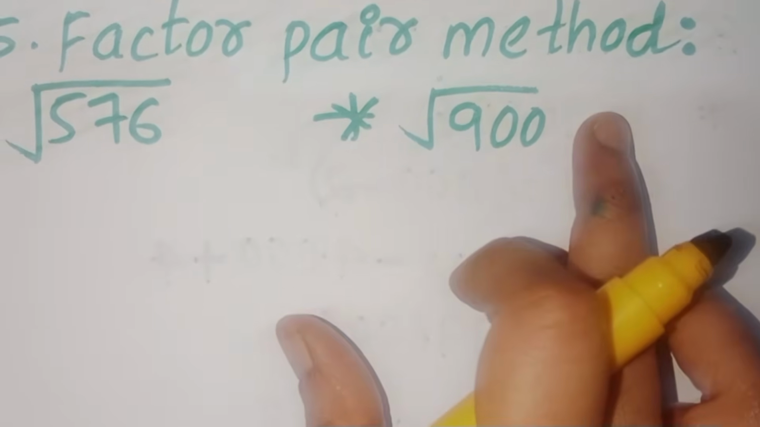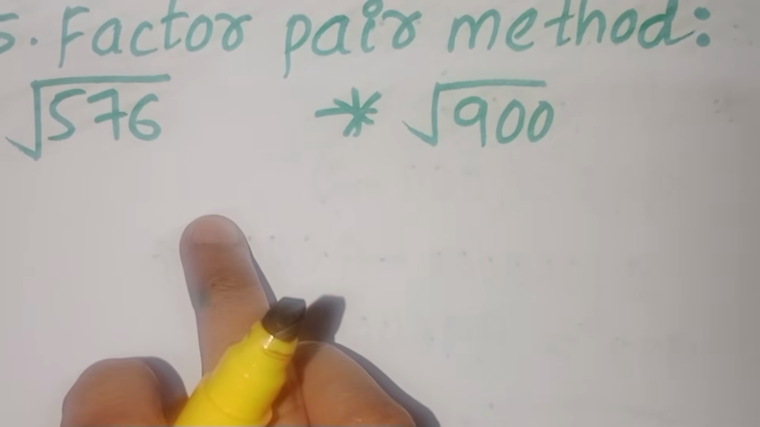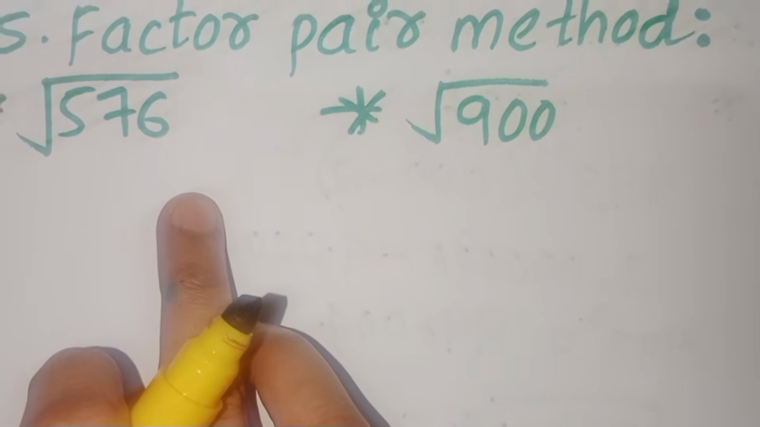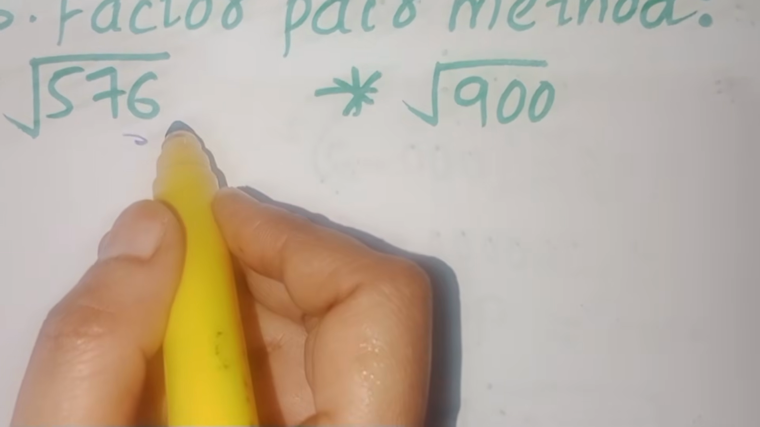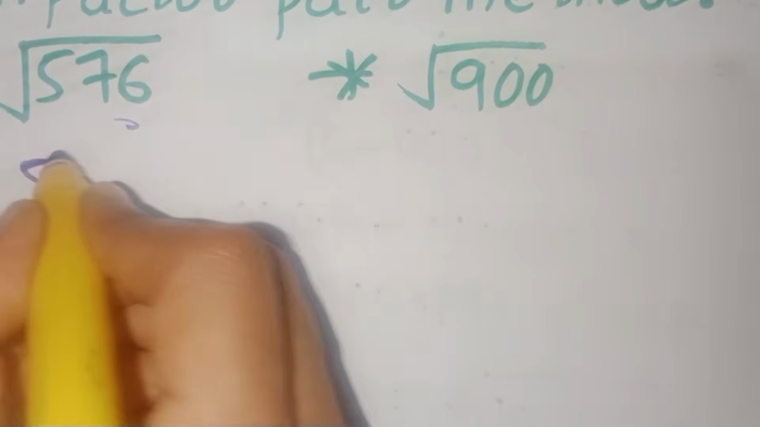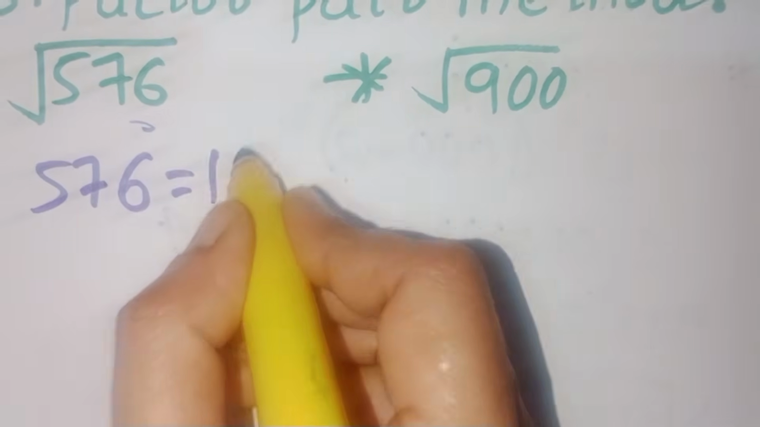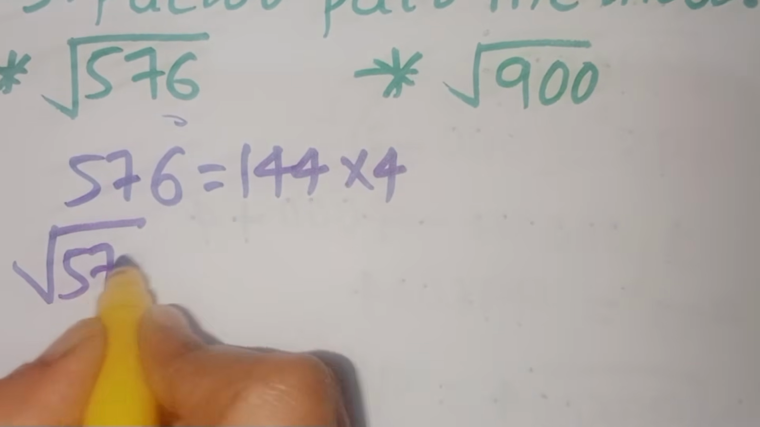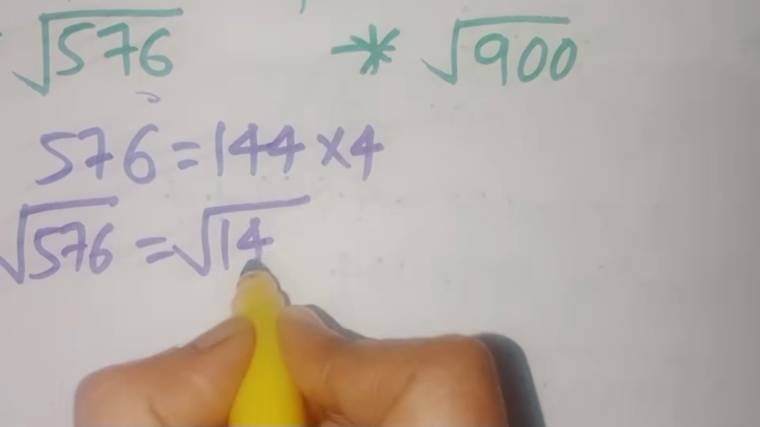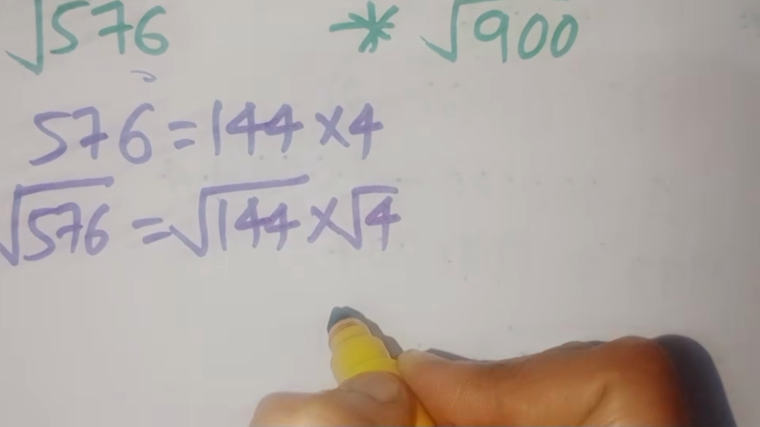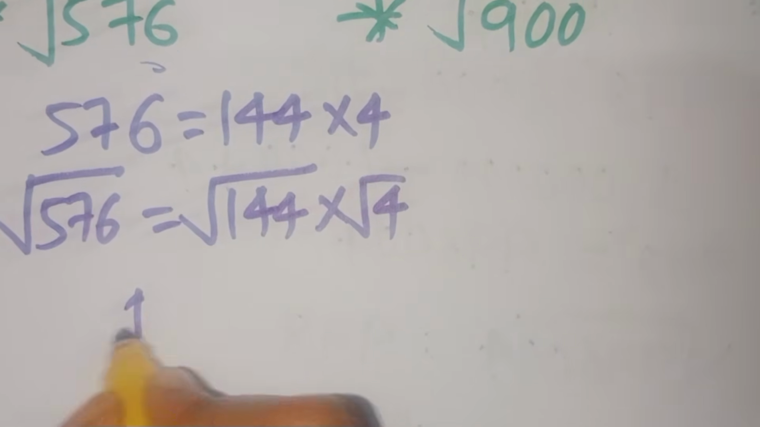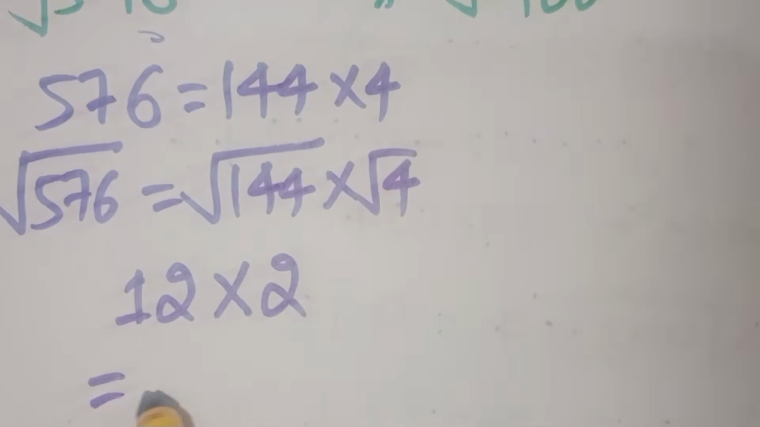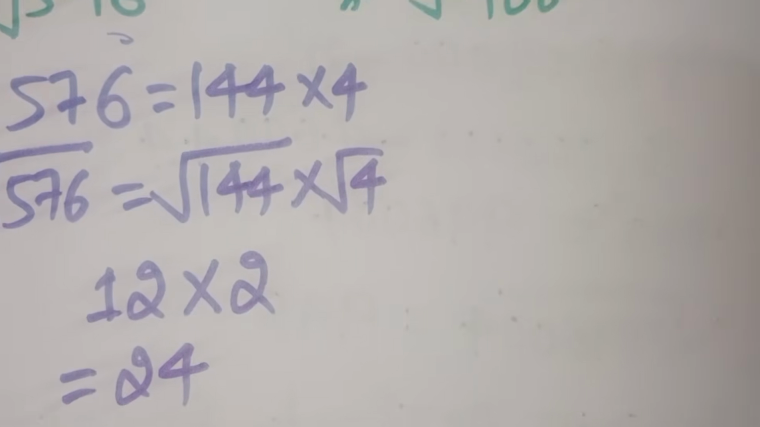Factor pair method. Now let's use factors. The idea is simple. Break the number into factors that are perfect squares. Square root of 576. We can write 576 as 144 times 4. Square root of 576 is equal to square root of 144 times square root of 4. Square root of 144 is 12, times square root of 4, which is 2. So the answer is 24.